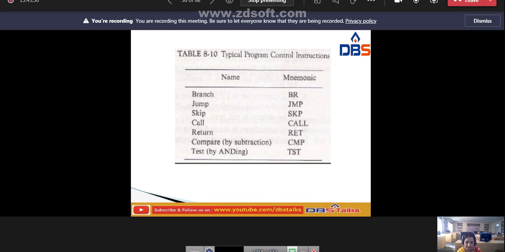The call or return instructions are used in conjunction with subroutines. The compare instruction performs a subtraction between two operands, but the result of the operation is not retained. However, certain status bit conditions are set as a result of the operation. Similarly, the test instruction performs the logical AND of two operands and updates certain status bits without retaining the result or changing the operands. So this is the table of the control instructions.